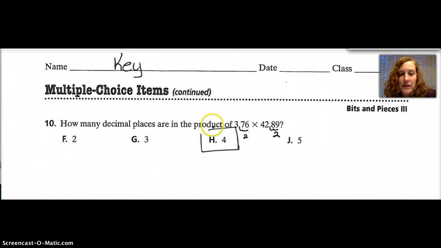Okay, how many decimal places are in the product of 3 and 76 hundredths times 42 and 89 hundredths? So this is a hundredth times a hundredth. So you're going to get 2 decimal places, 2 decimal places, or 4 decimal places.